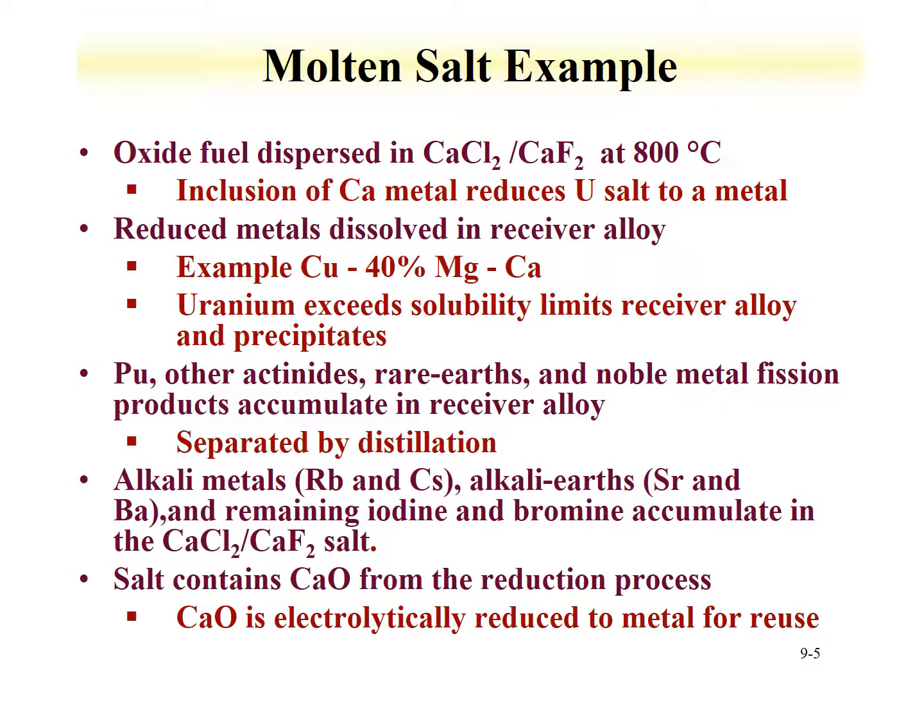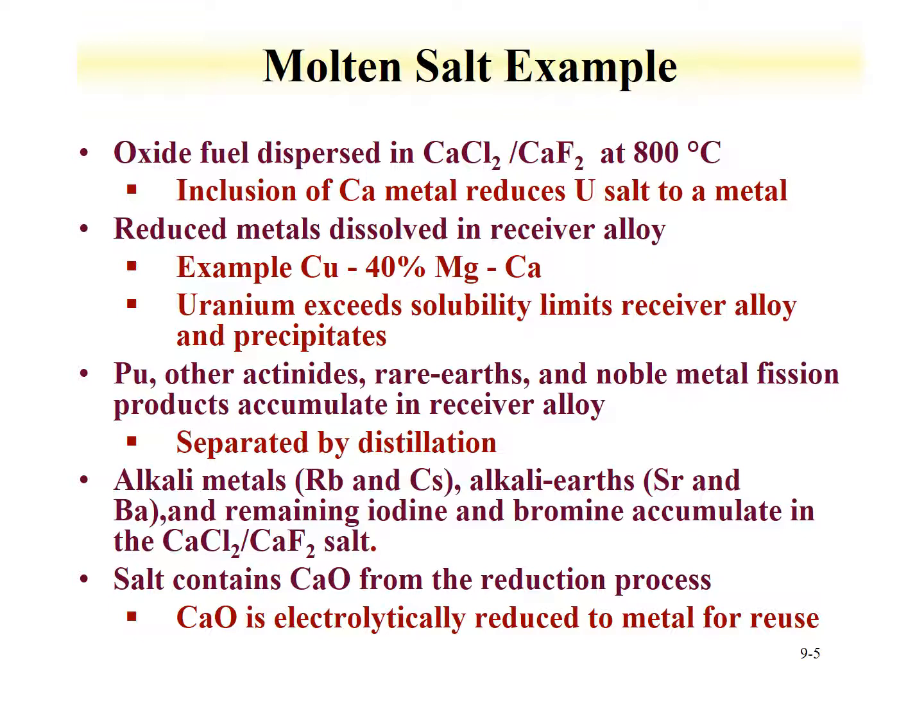There are a few different examples of molten salt pyroprocesses that have been used and explored for treating spent nuclear fuel and recovery of uranium. An example shown here is the oxide reduction, where oxide fuel is dispersed in a calcium chloride, calcium fluoride salt at 800 degrees. Calcium metal is added to the uranium salt. The uranium salt, the fluoride or the chloride, can be reduced to the metal. Calcium gets converted to the chloride or the fluoride. So this reduces the uranium salt to the metallic phase.